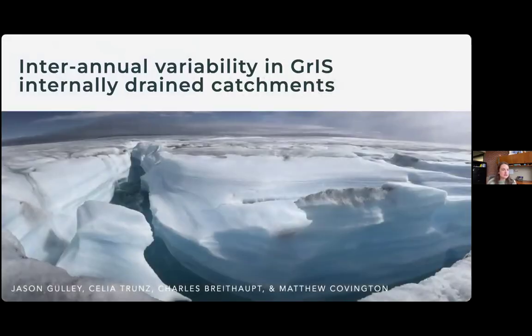So the next thing I'll discuss is focusing on the supraglacial drainage system and looking at interannual variability in the Greenland ice sheet's internally drained catchments. Like I just said before, the size of these supraglacial catchments is very important for the timing of meltwater delivery to moulins. And that's the main control there.